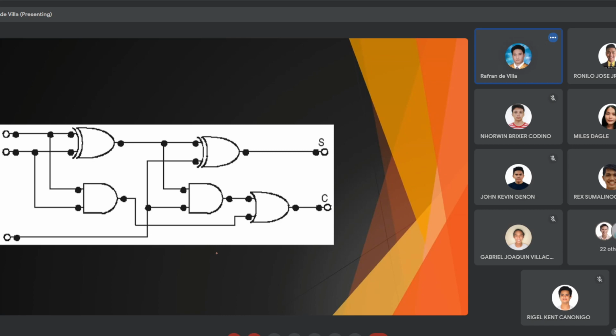Something familiar from the previous discussion.